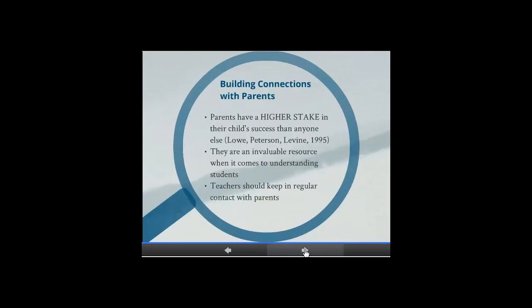Parents have a higher stake in their child's education than anyone else. Therefore, teachers should see them as an invaluable resource in understanding students. Building parental connections is crucial to good classroom management.